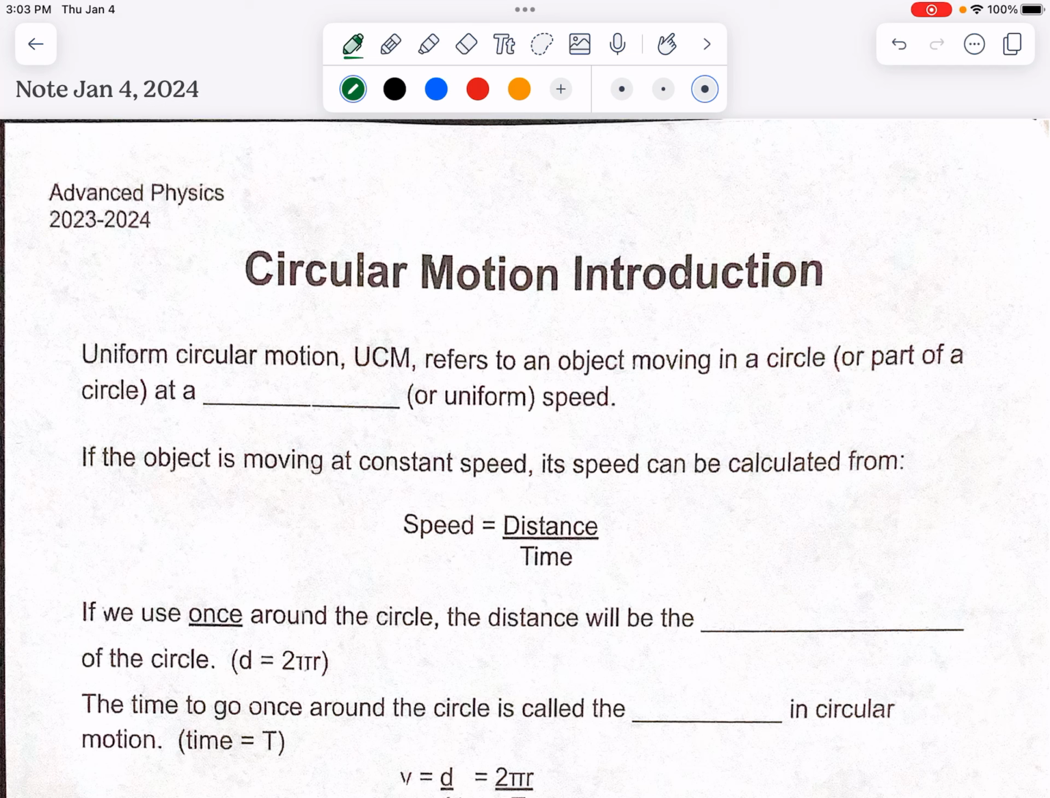All right, so this video is going to start the circular motion unit. So we're going to start on page 2, and this is going to go through page 5.